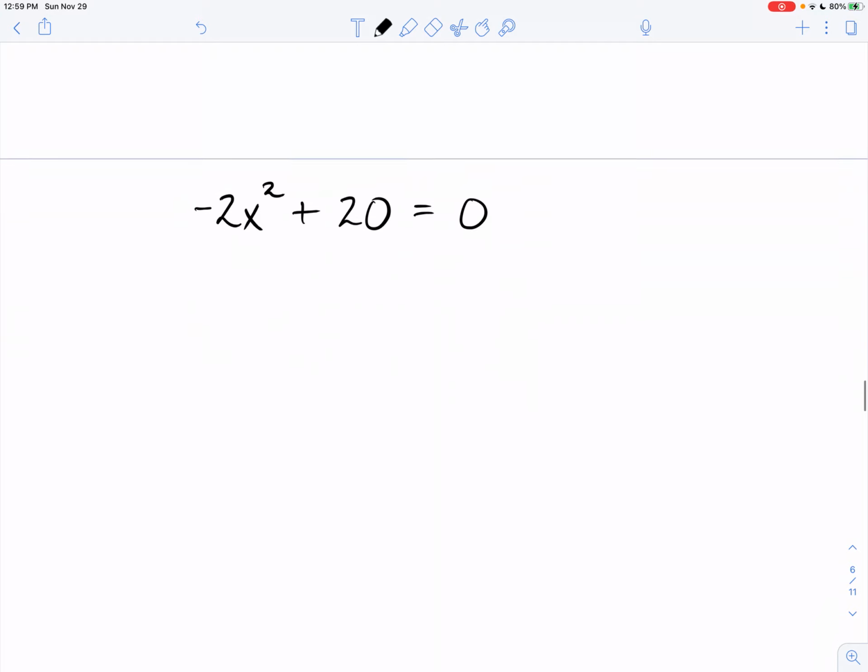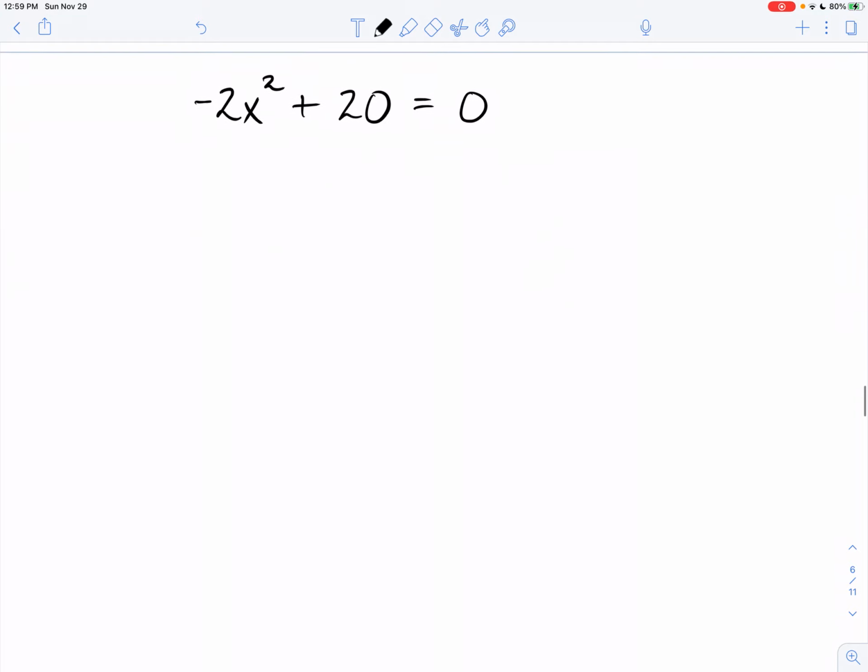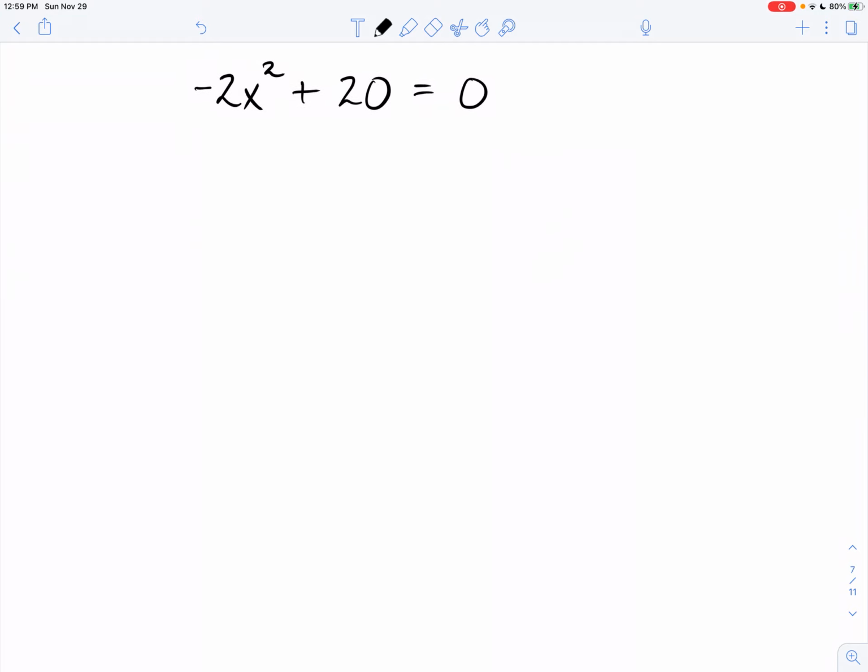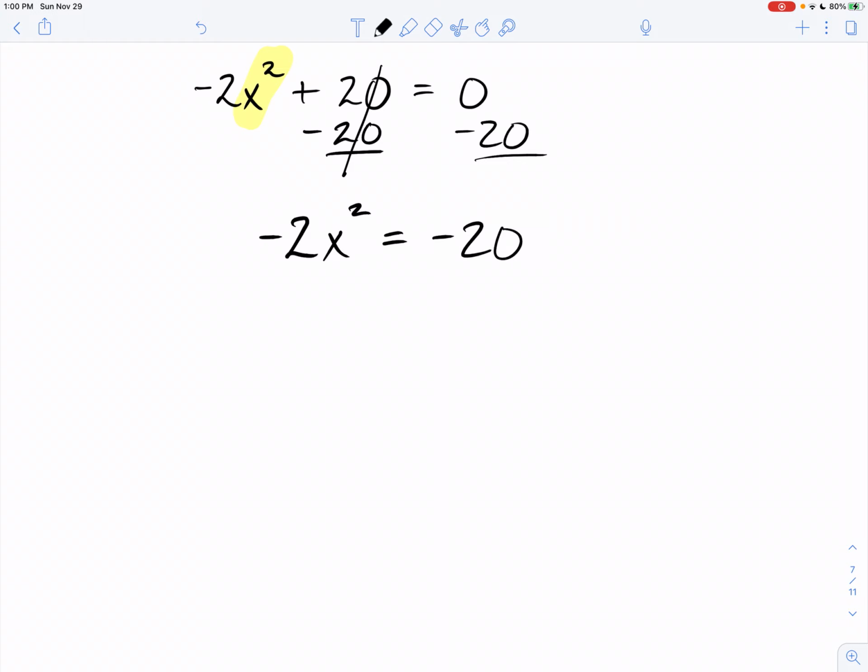Oh, what's up with this guy? This has got a double whammy. Now remember, I don't see an x to the first. Do you? If you don't see an x to the first, your job is to isolate that piece. So I'm going to move this away. Take it away, take it away, take it away now. And then I'm going to have, well, wait a minute, I still have a stupid 2 in the front. Well, that's okay, you're not done.